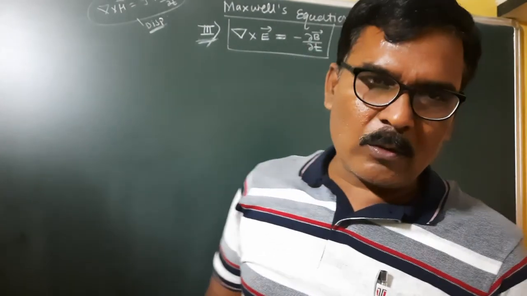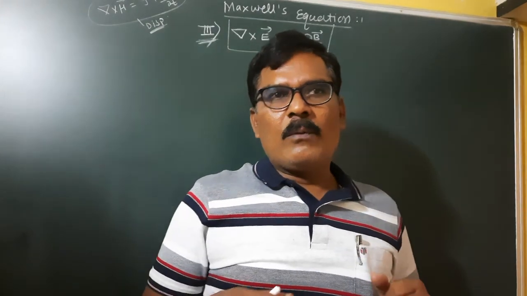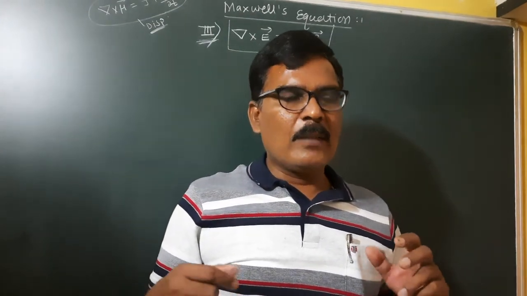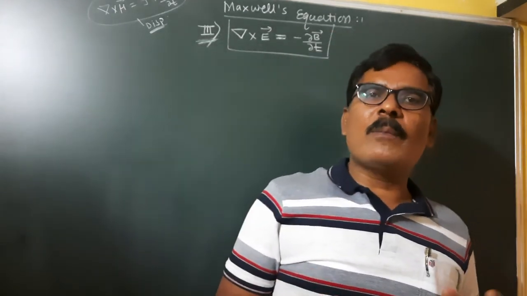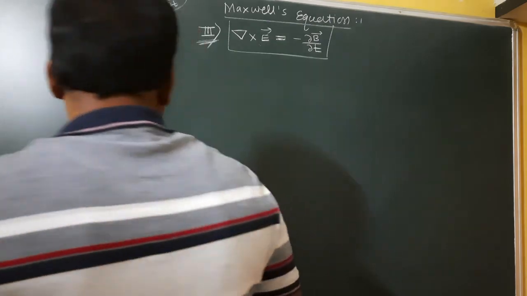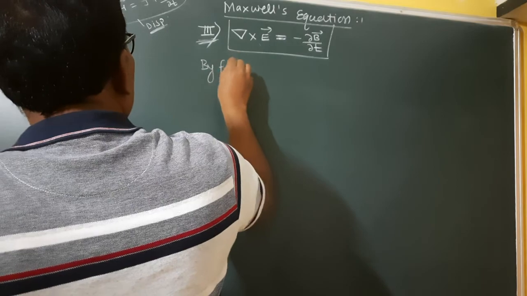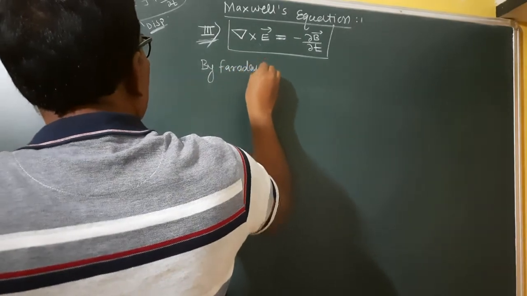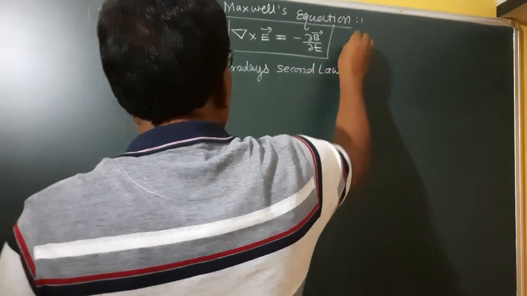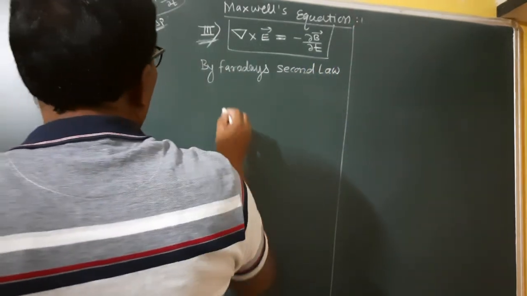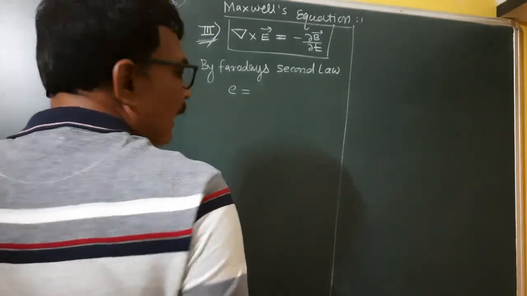We know Faraday's law of electromagnetic induction. Whenever there is a change in flux, the EMF is induced in the circuit. That is the first law. And the second law is that the induced EMF is directly proportional to the rate of change of magnetic flux. By Faraday's second law of electromagnetic induction, E is equal to minus d phi by dt, that is called Lenz's law.